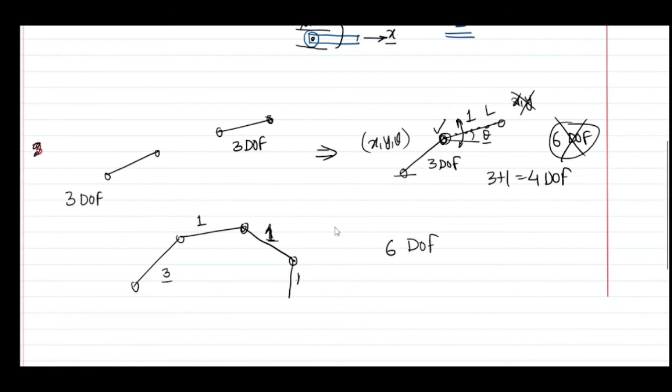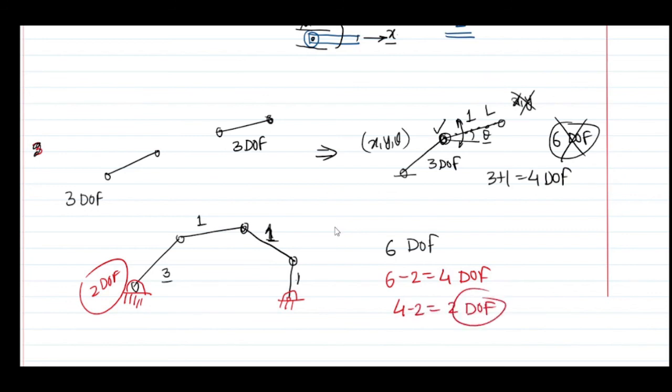As soon as you put a pin joint here, for the entire system you put a constraint on 2 degrees of freedom. So the remaining degree of freedom will be 6 minus 2, which is 4 degrees of freedom. If I put another pin joint here, again I restrain 2 degrees of freedom. So 4 minus 2, that means the remaining degree of freedom will be 2. So this system, which has 4 links connected with 2 pin joints, will have 2 degrees of freedom. So this is what we mean about the degree of freedom.